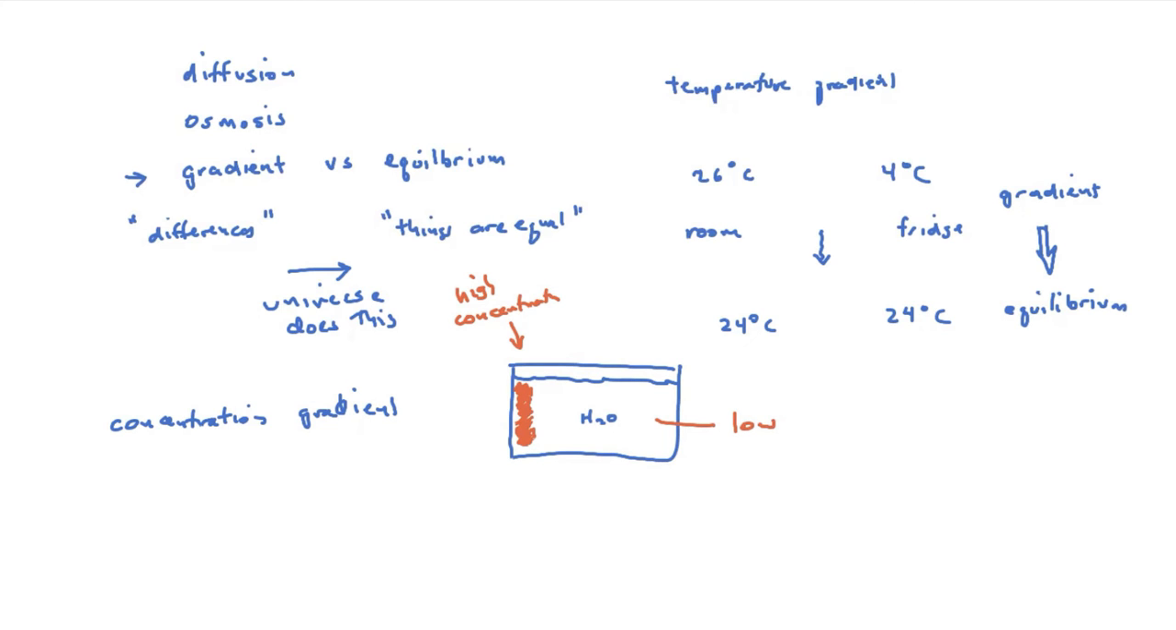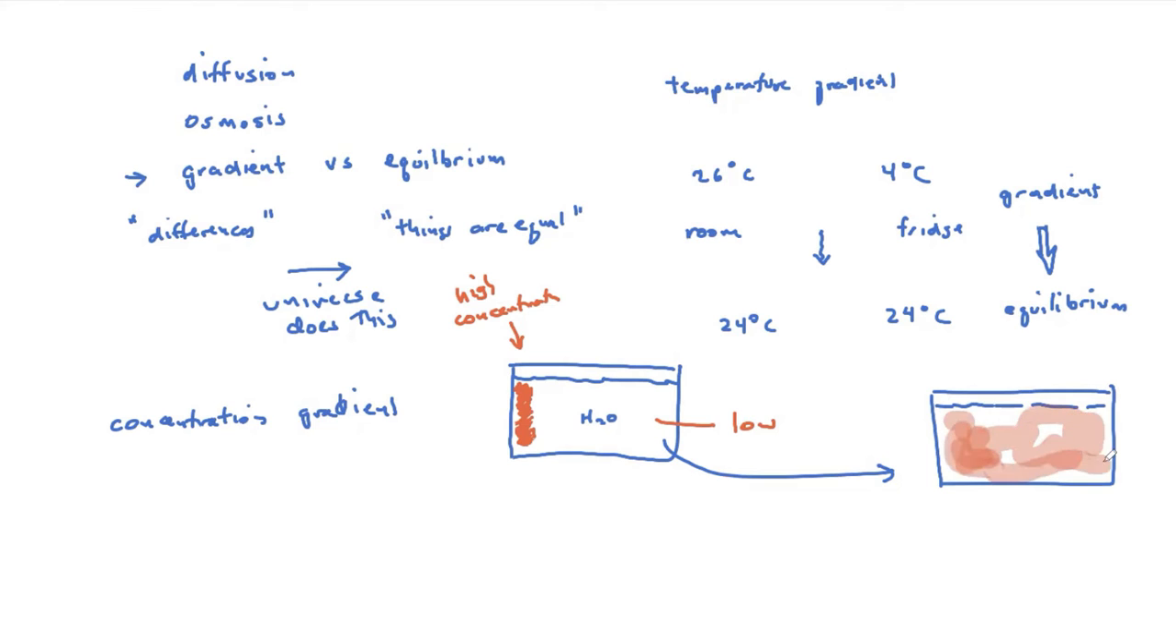What's going to happen over time? Well, we would see the gradient dissipate, okay? And you would end up with an aquarium in which the red dye was uniformly spread out throughout the entire aquarium, and you wouldn't have any differences at all, right? It's supposed to be uniformly pink, right? Equilibrium.